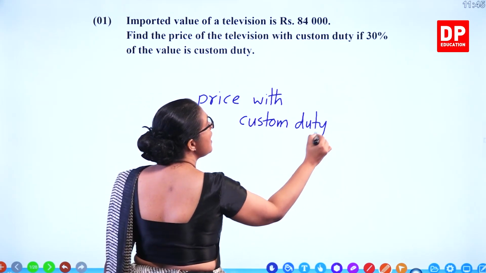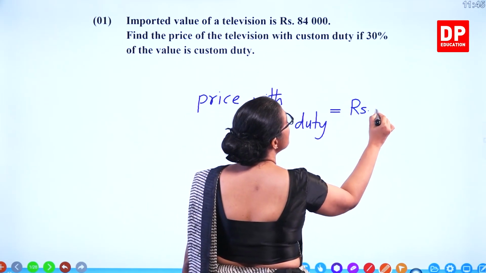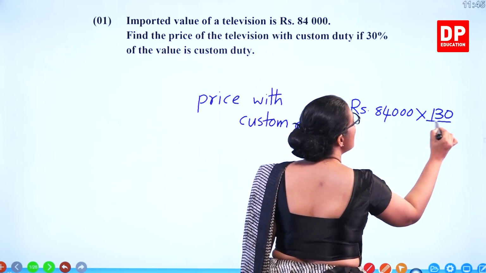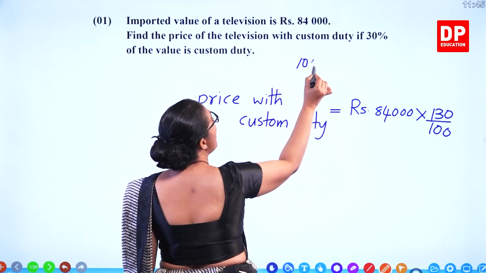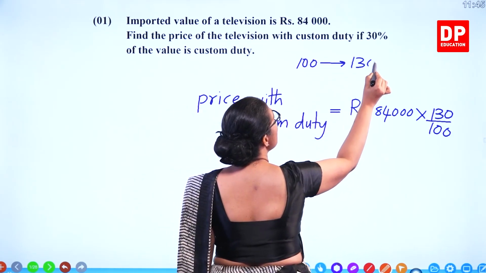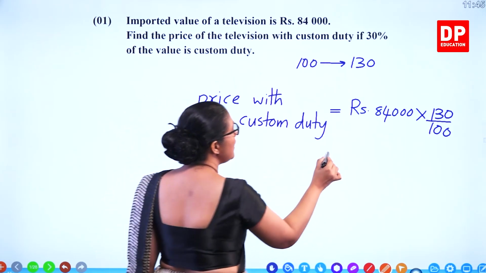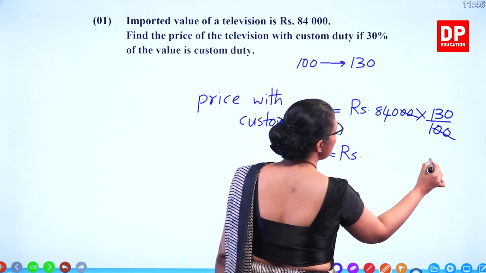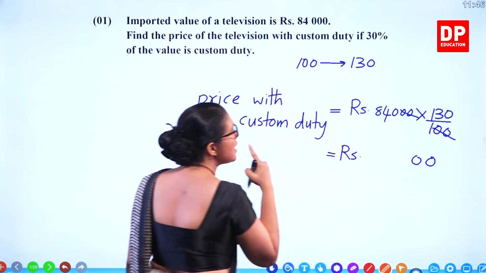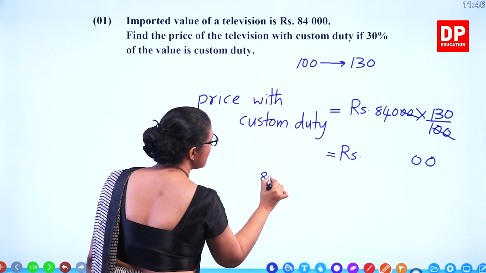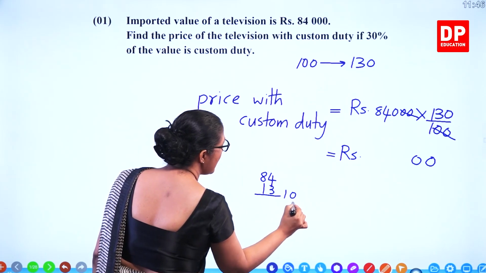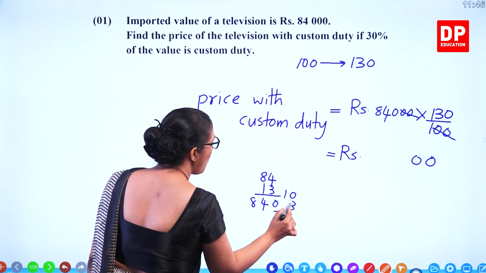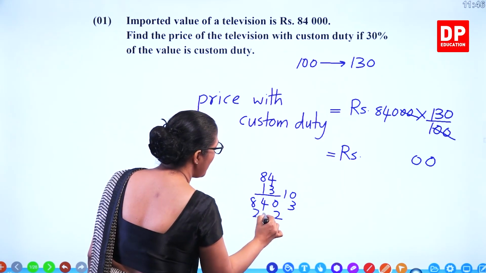You can just straight away take the value 84,000 rupees multiplied by 130 over 100, because if you buy for 100 with the tax, you have to pay 130. So what's the value? Simplify, 2 zeros get cancelled out. 13 times 84. What's 13 times 84? 10 times 84 gives 840. 3 times 4, 12, 1 remaining. 3 times 8, 24 plus 1, 25.